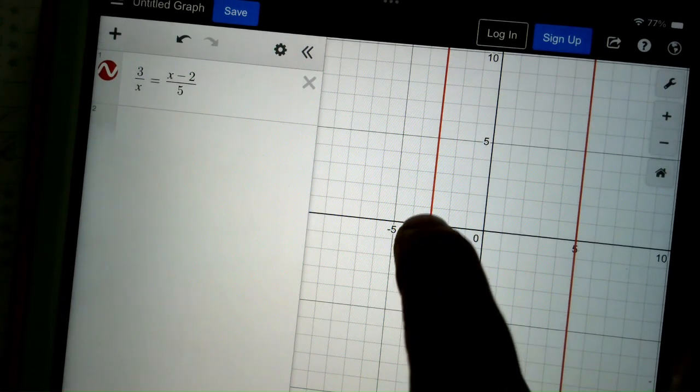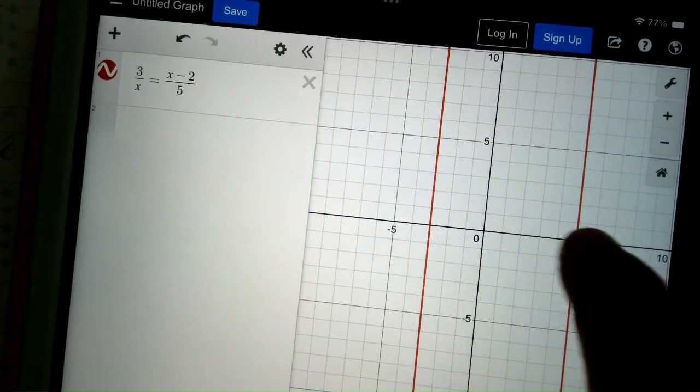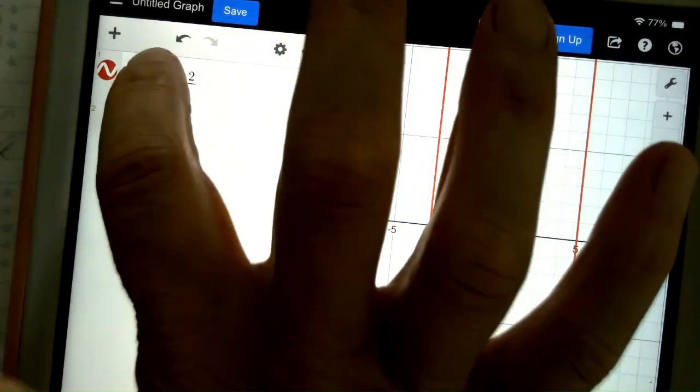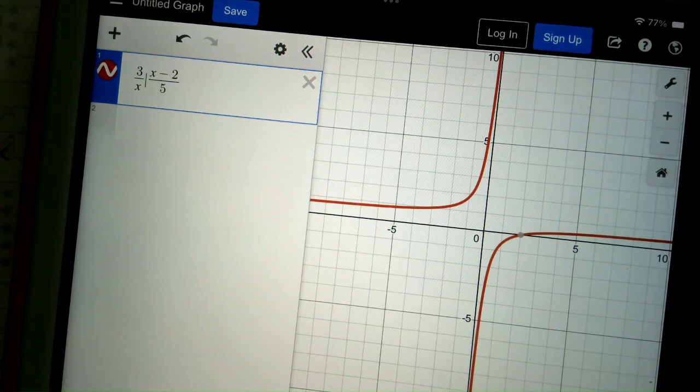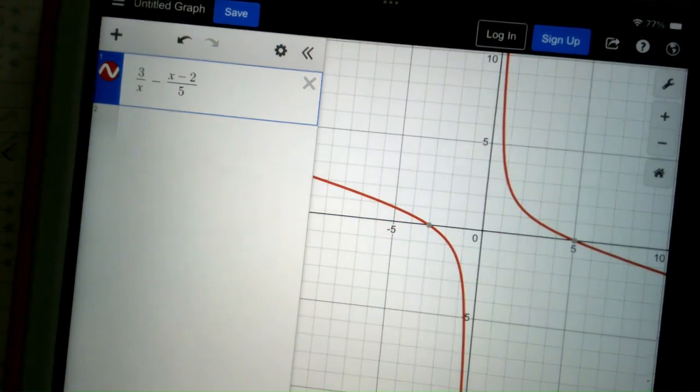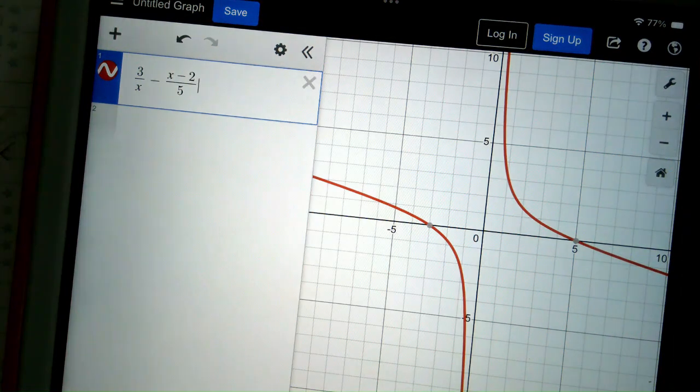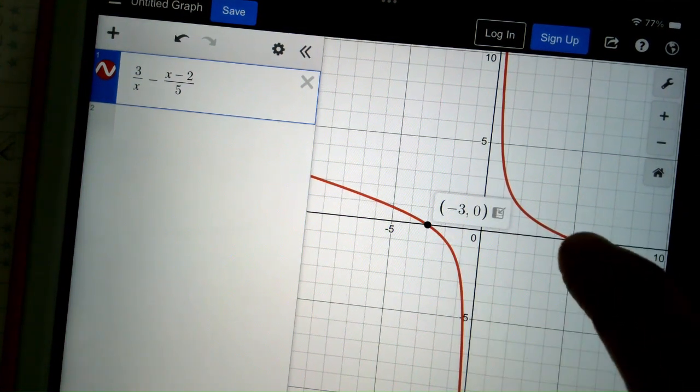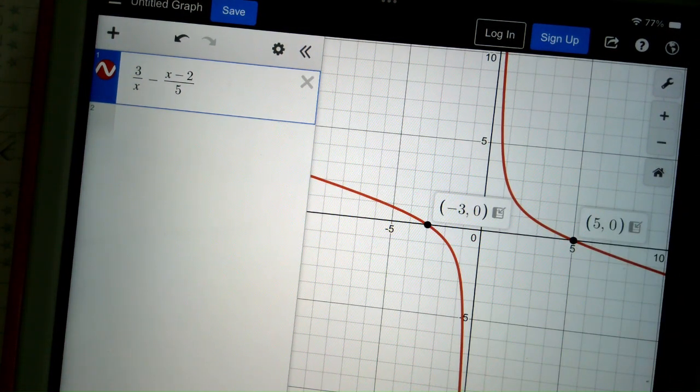If you ever wind up with ones where you can't actually click on it, see how it's not letting me click? We're going to come in here. We're going to subtract everything to one side so that it equals 0. I'm just not going to write equals 0. And now I can tap on it. So if you're utilizing Desmos and you're trying to find out where it crosses the x-axis and it's not letting you touch on it and pull up the points like this, move everything to one side by adding and subtracting your fractions. And I would do that before doing any work.